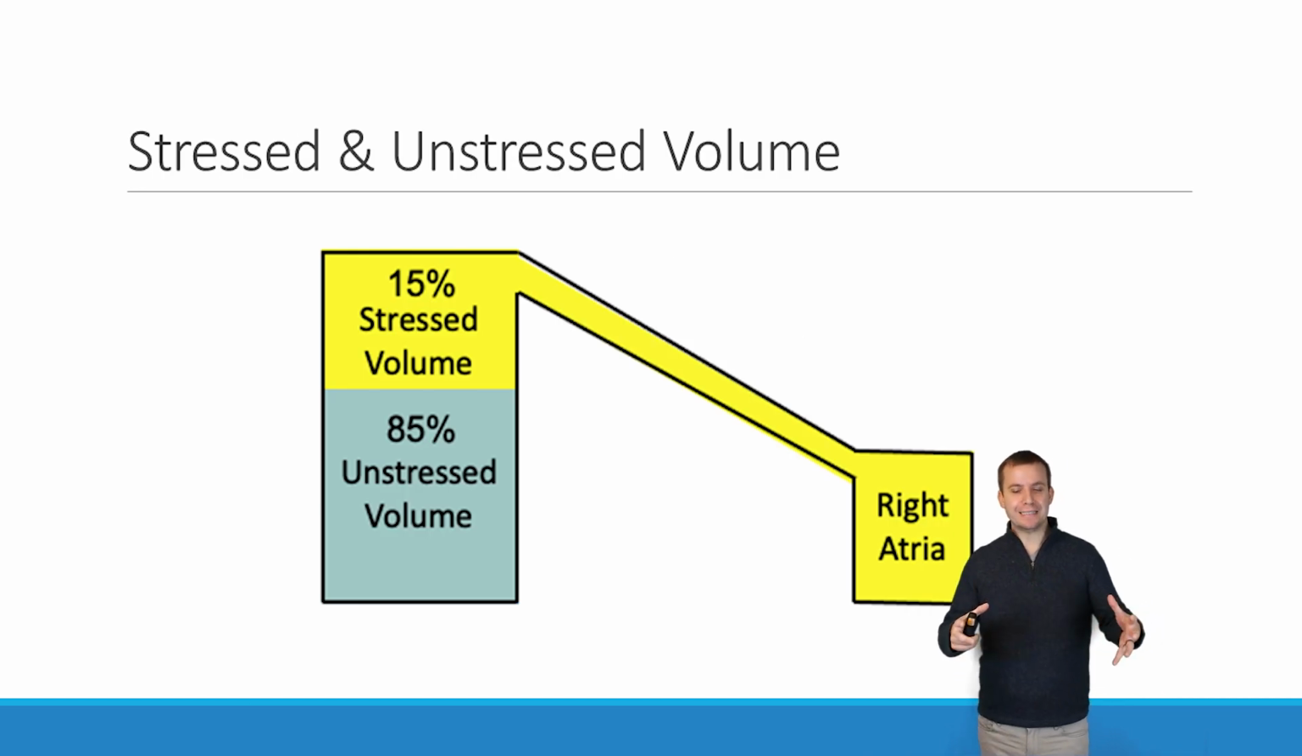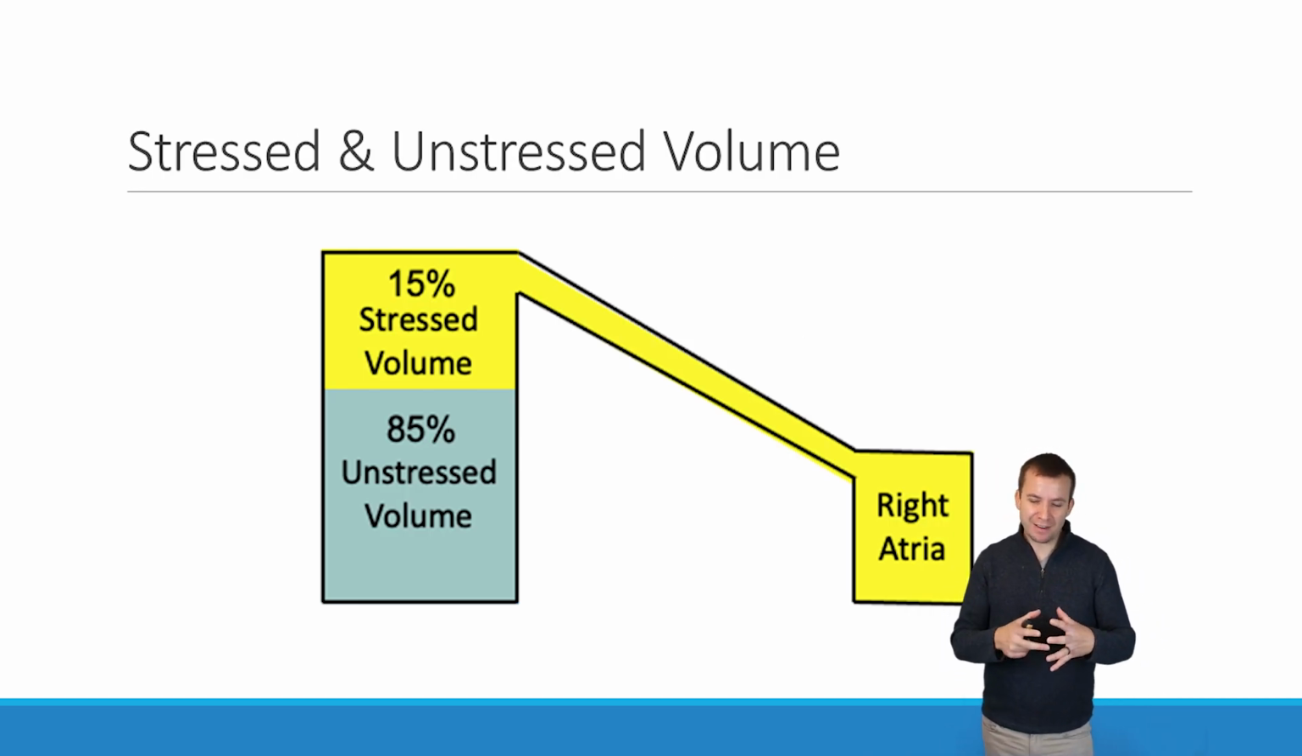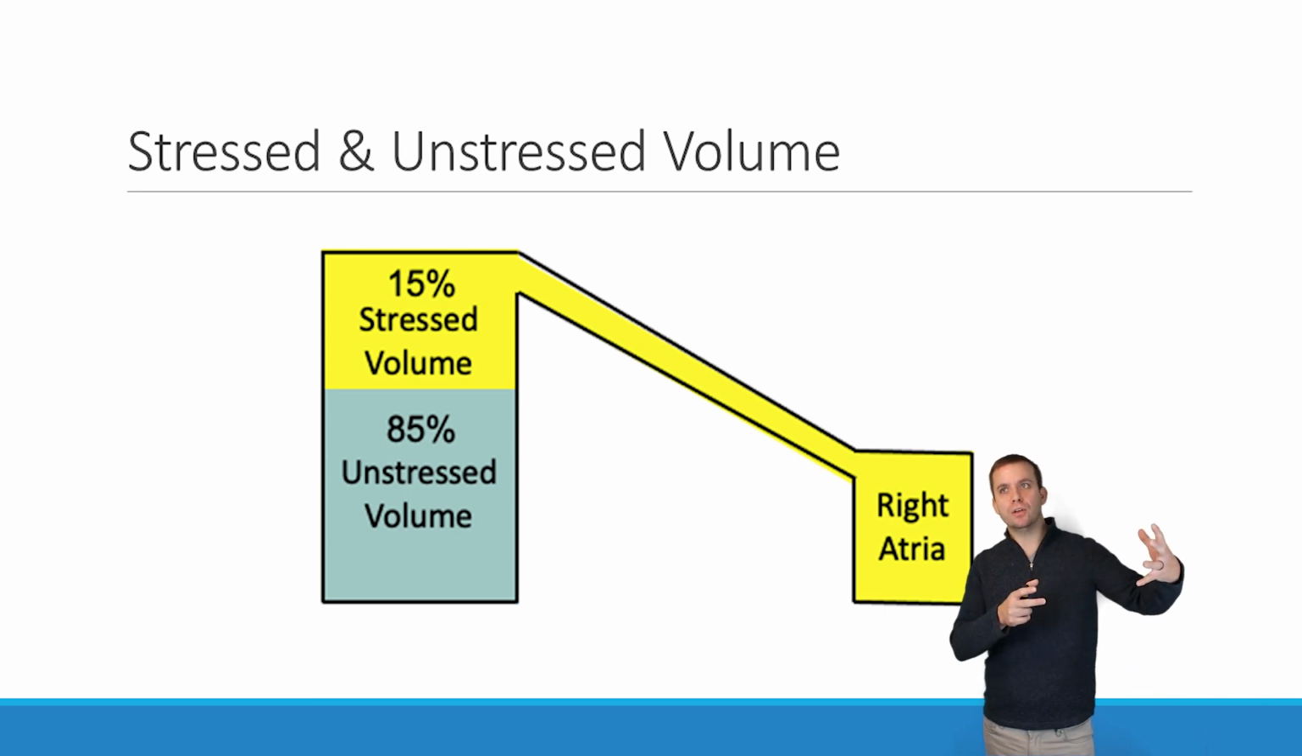So our venous system, we end up having like a venous reservoir. It's an amount of our venous blood that we really don't use. About 85% of it is considered unstressed volume. And that puts us about 15% with stressed volume. So that stressed volume is what's getting pushed over into the right atrium.